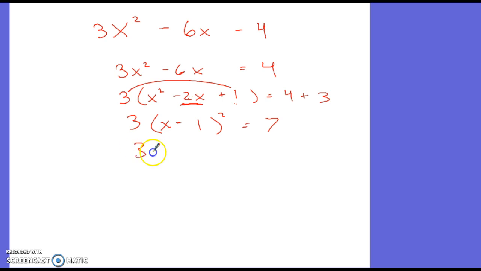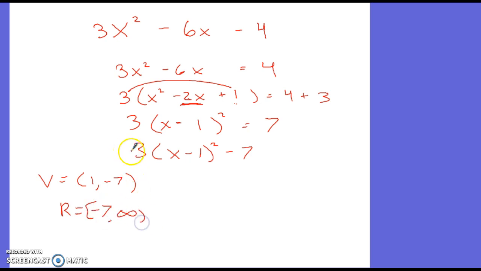Super close to being in vertex form, all I have to do is move this back over, and now I'm back to where I was before. I can answer that the vertex is at 1, negative 7. I can say that the range starts at negative 7 and goes to infinity. If this was negative, then it would go to negative infinity. I can answer all those questions.